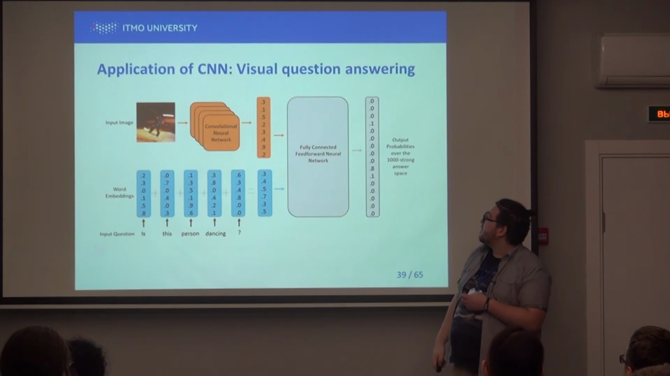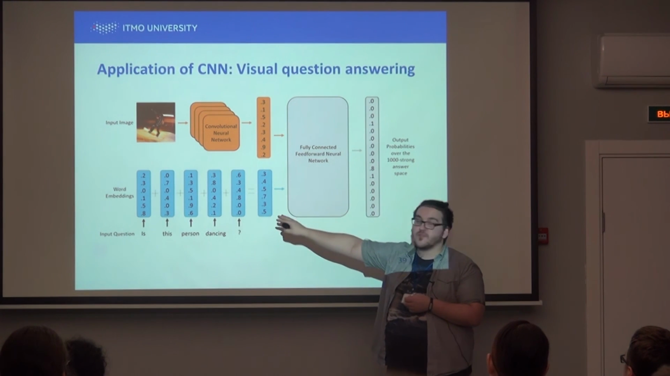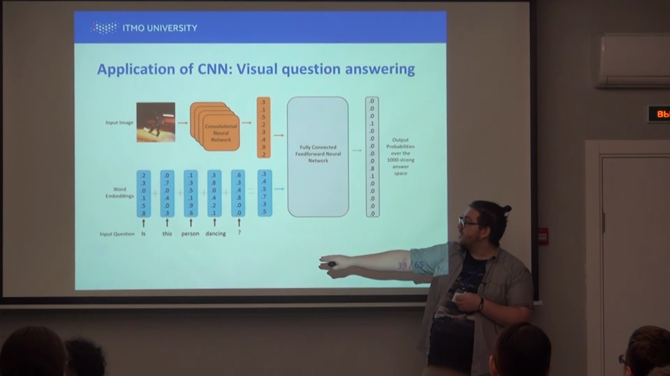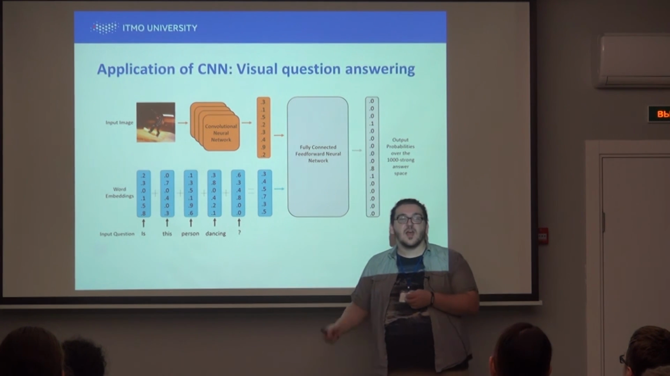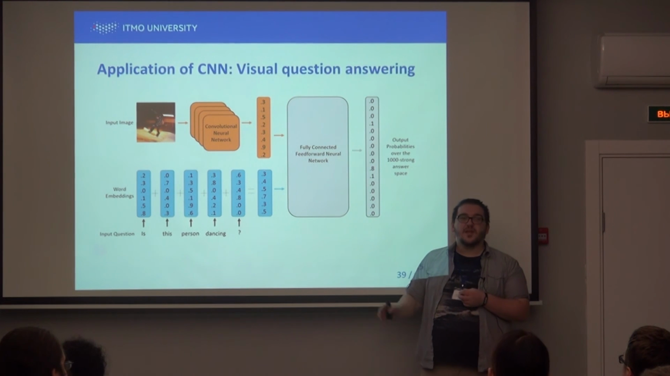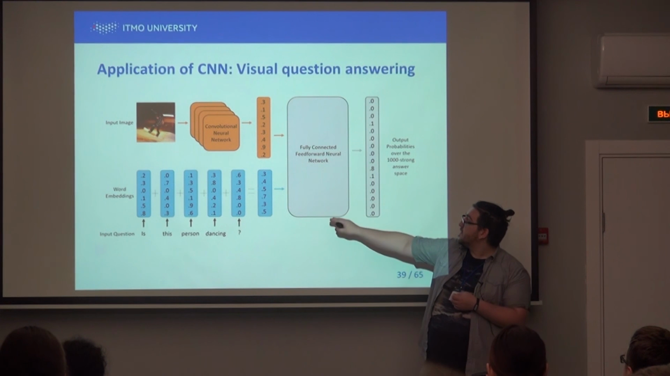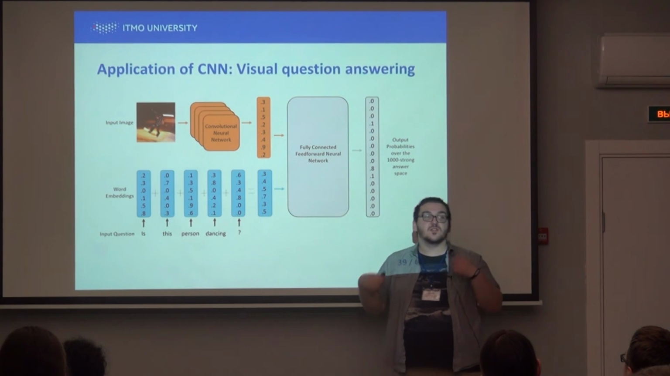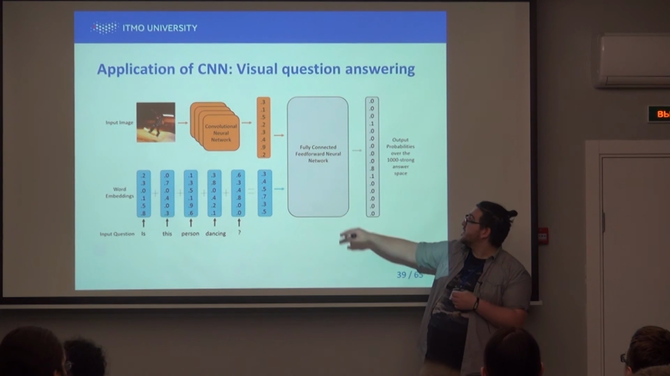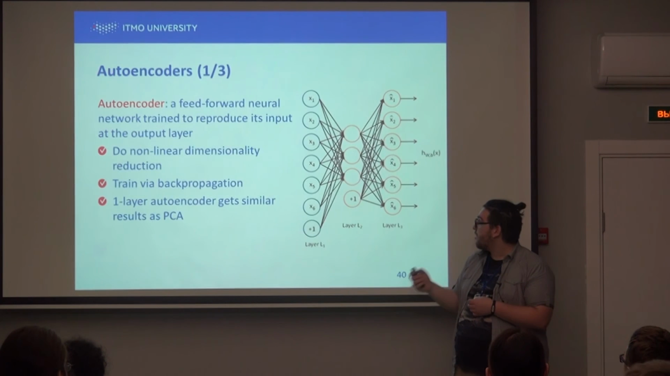Okay, so how does it work? We have a convolutional network for image processing, and we have word embeddings for word representation. I won't tell you what word embedding is. Sergey will tell you in the second part. These two representations are used to train a fully connected neural network which can answer these questions.